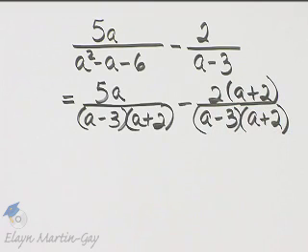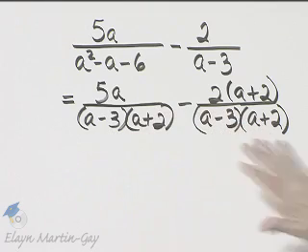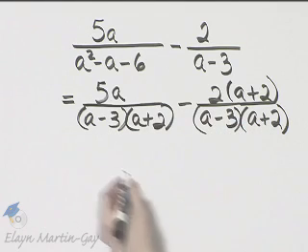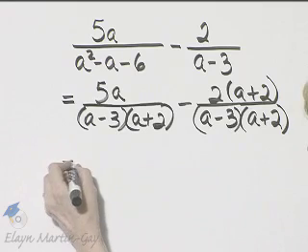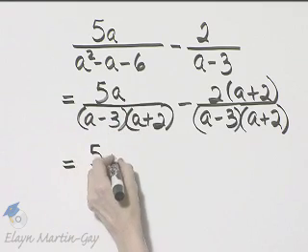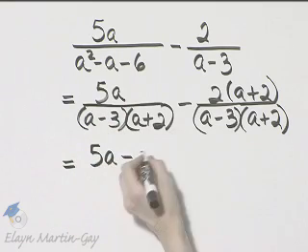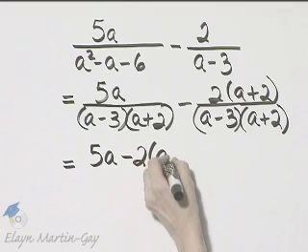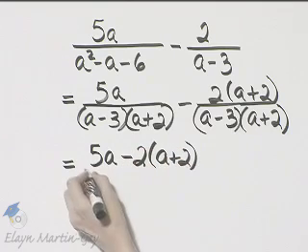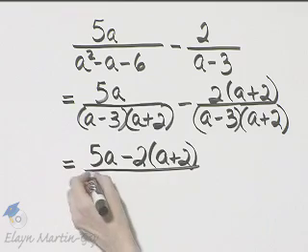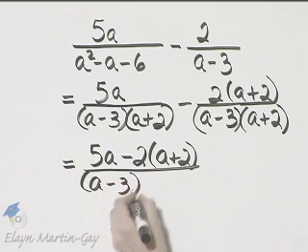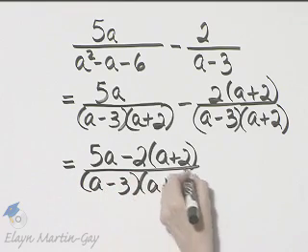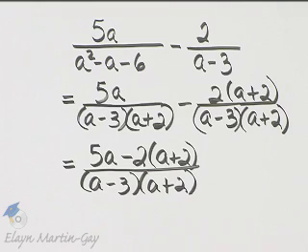Now look what I've accomplished. The denominators are now the same. Now that they're the same, I have the right to say numerator 5a minus numerator 2 times (a + 2), all over a common denominator, (a - 3)(a + 2). Now let's simplify in the numerator and let's see what we have.